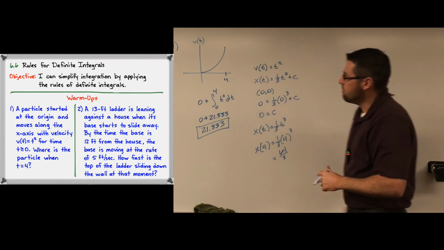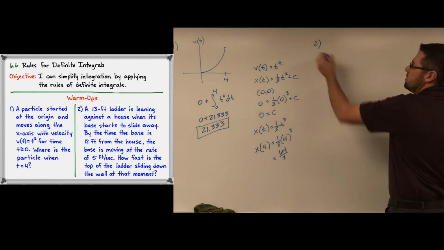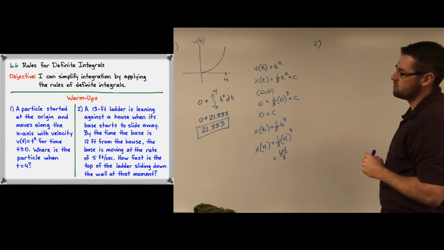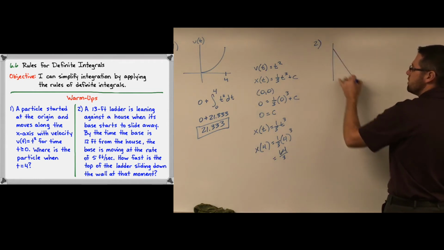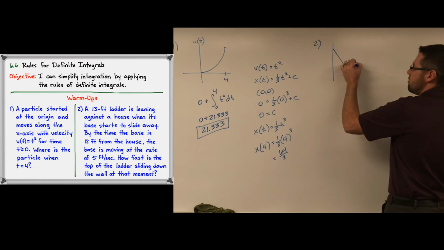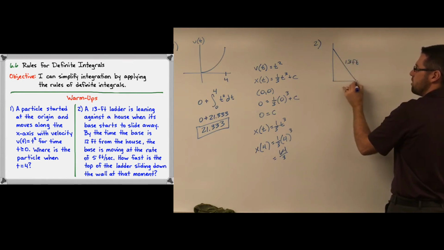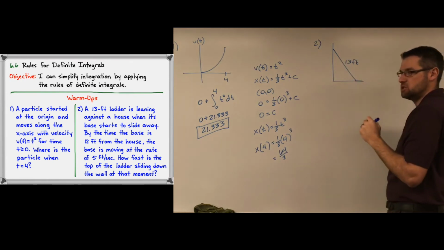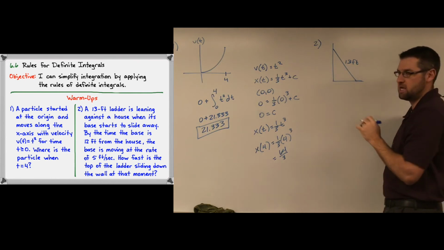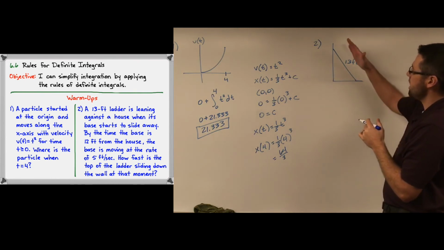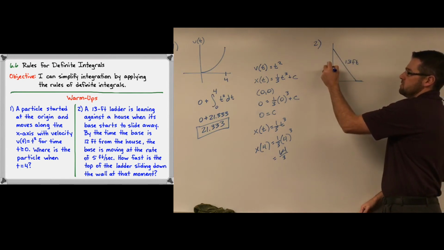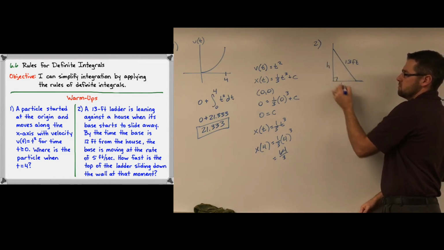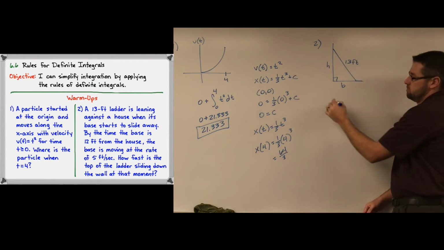Okay. Number 2, we have a 13-foot ladder leaning against a house. So there's the house. There's the 13-foot ladder. And I'm putting this in right now because is the length of that ladder changing? No, the length is not changing. As the ladder slides down, what's changing? That height, I guess you could say, and the base. So what's the equation here?